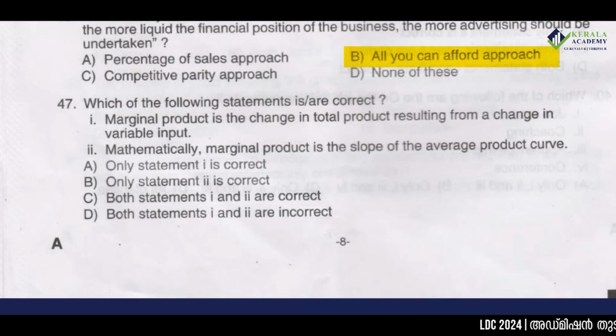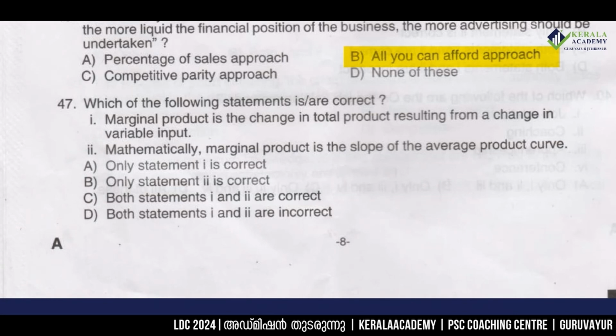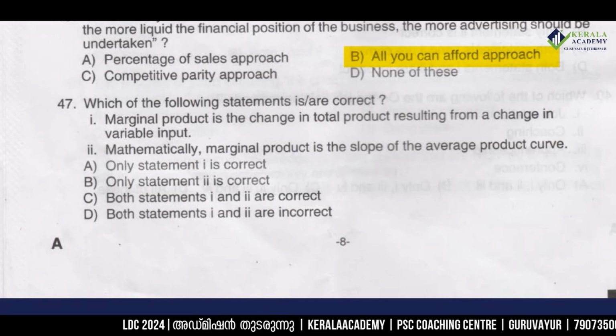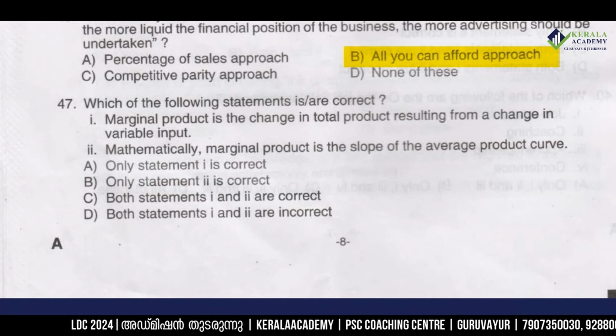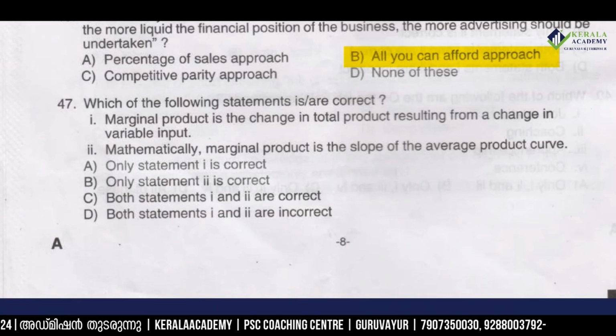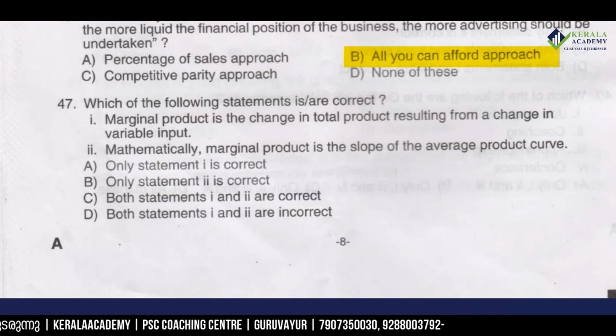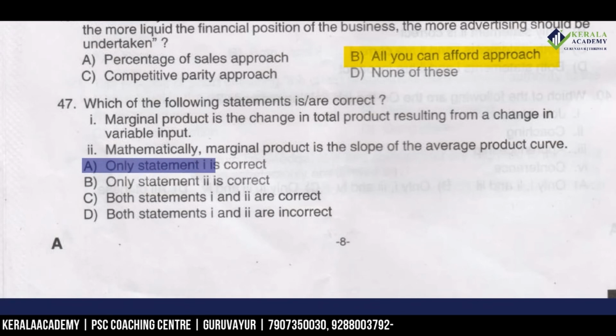Which of the following statements are correct? Marginal product is the change in total product resulting from a change in variable input. Mathematically, marginal product is a slope of the average product curve. Option A, only statement 1 is correct. Option B, only statement 2 is correct. Option C, both statements 1 and 2 are correct. Option D, both statements 1 and 2 are incorrect. Correct answer option A, only statement 1 is correct.